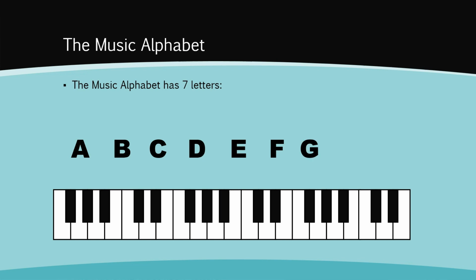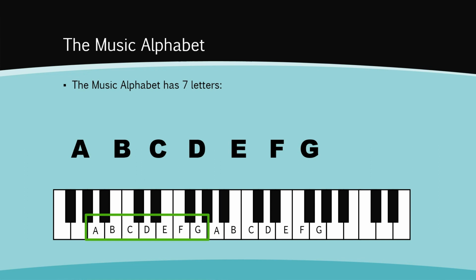Now let's see how these fit on our keyboard. Here they are. A, B, C, D, E, F, and G. Now what do you think comes after that G? There's a lot more notes after there, right? We don't just have 7 keys on the keyboard. Well, what happens is our music alphabet repeats. So we have A, B, C, D, E, F, and G, and then we're going to see A, B, C, D, E, F, and G again.